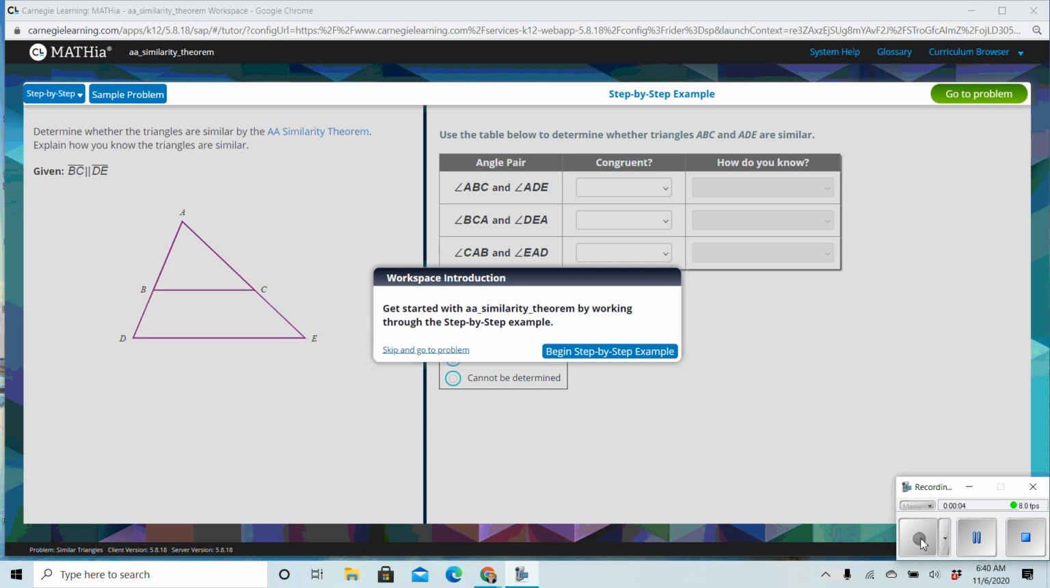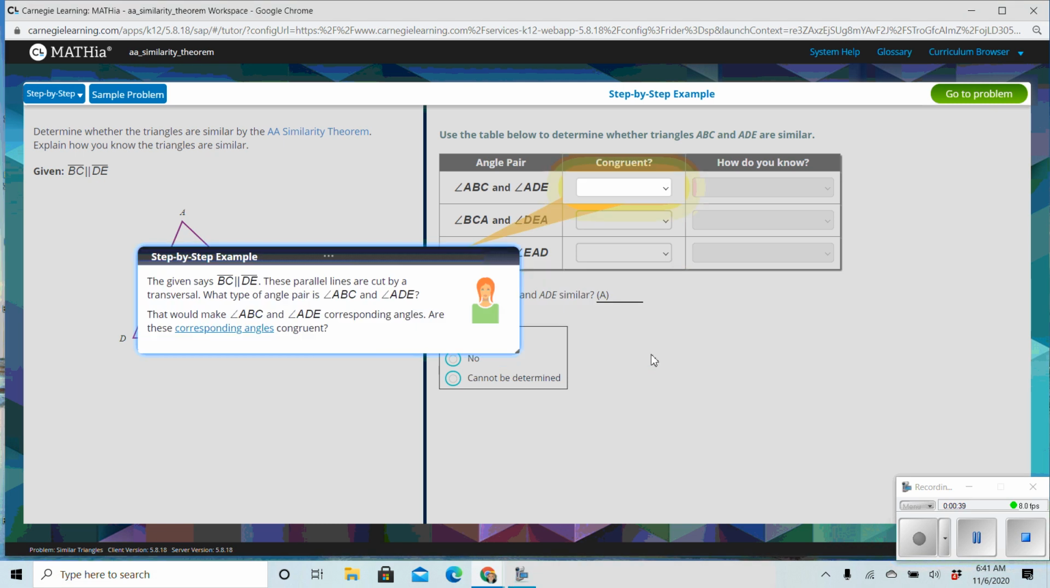So here we are. This is your step-by-step example for your angle-angle similarity theorem workspace. Yesterday you went through the angle-angle similarity theorem. It was just kind of an introduction with Mr. Franz. And basically that spoke about how you can identify triangles and their angles and how you can state whether or not they are congruent. So we're going to go through the step by step here really quickly, and then I'm just going to walk through a couple things with the actual workspace.